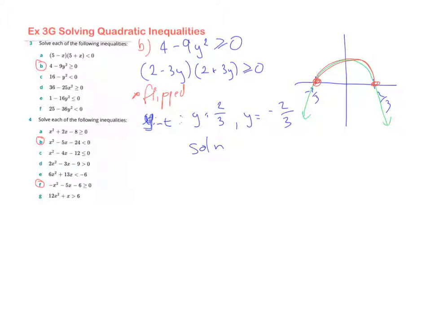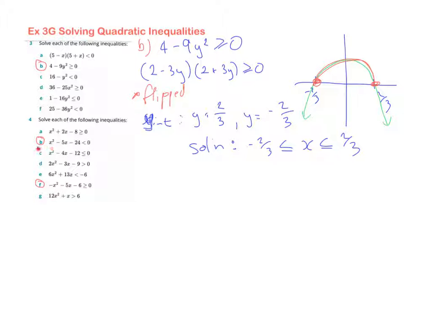So now I can do my solution. My solution is going to be minus 2 over 3 less than or equal to x, which is less than or equal to 2 over 3. So that means my x is in between negative 2 over 3 and 2 over 3. That looks about right. So just follow through with these ones. Remember, these are all going to be flipped graphs because of that negative value there.